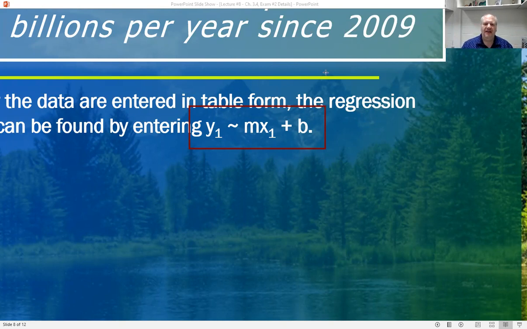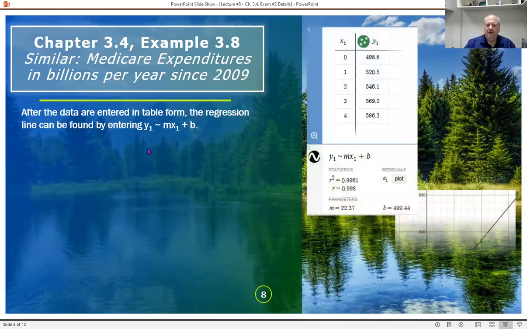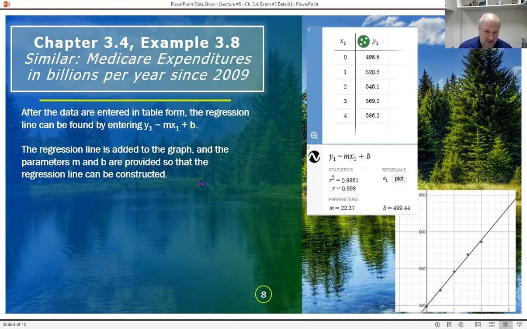So what we have then, we would type it in like this, and it would put a line up there for us. And after it puts the line there, it tells you specific values that are associated with the line. The regression line is added to the graph, and they tell you what B is, and they tell you what M is. Look, it's right here. M is going to be this, and B is going to be this.